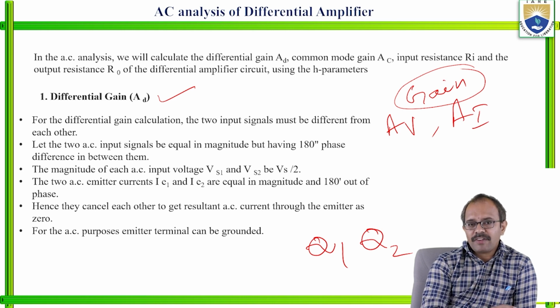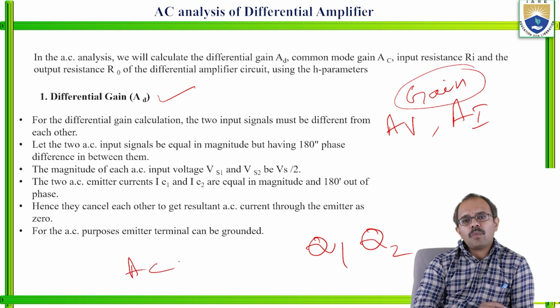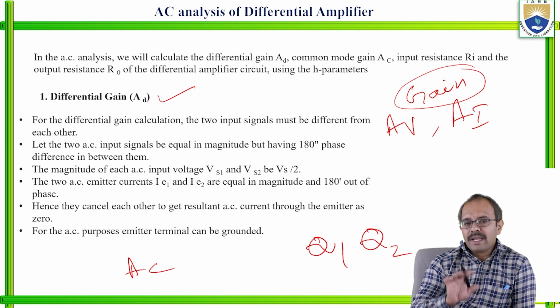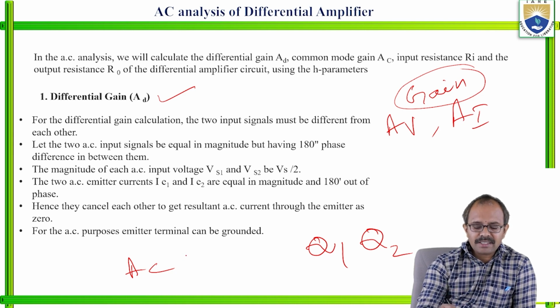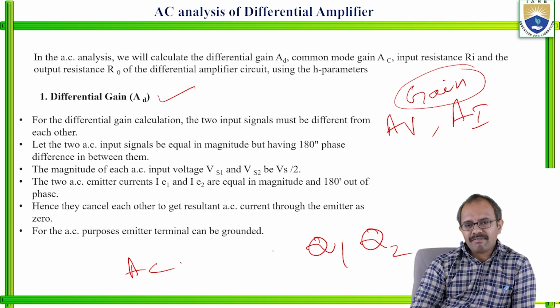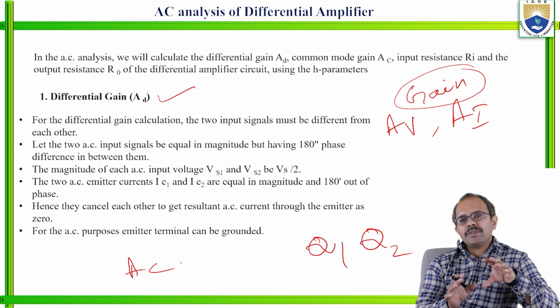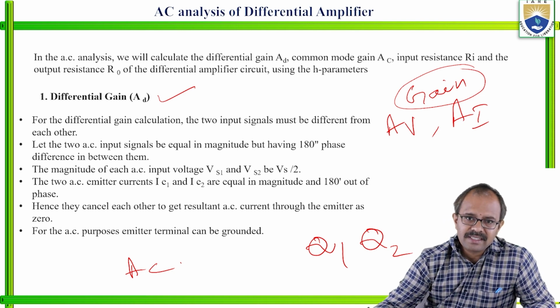That is the first gain parameter, and the other gain parameter is the common mode gain. So the kinds of gain expressions or values we need to determine while analyzing the differential amplifier are the differential gain and the common mode gain. These are the two gain expressions we are going to determine under AC analysis. So we will see this AC analysis in the next session.